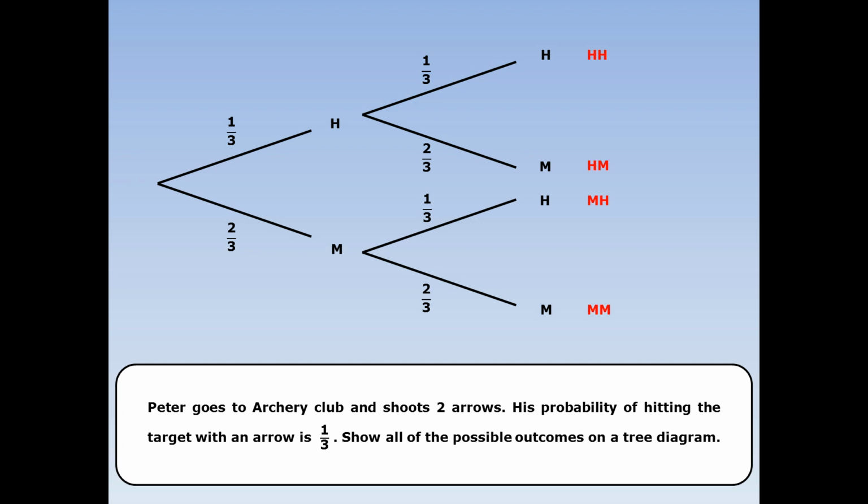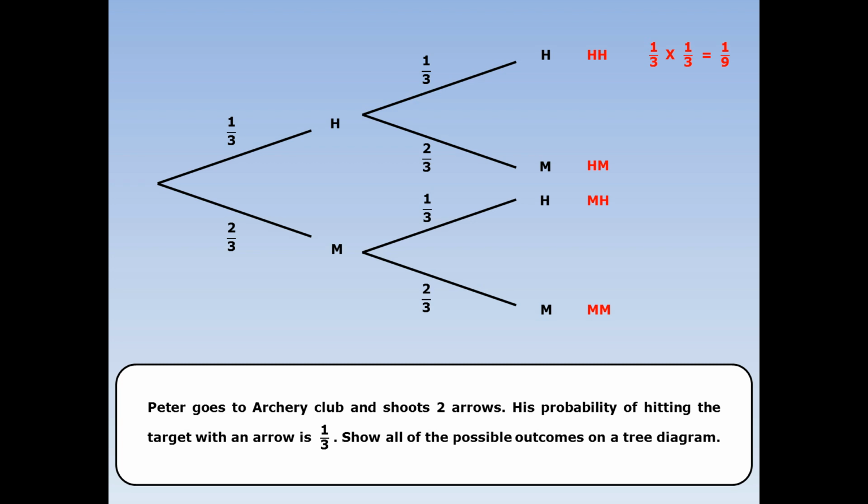To work out the probabilities, we need to multiply along the branches. The chance of getting a hit then a hit is a third times a third, which equals a ninth. Remember, we multiply the tops by top, 1 times 1 is 1, and the bottom by the bottom, 3 times 3 is 9.